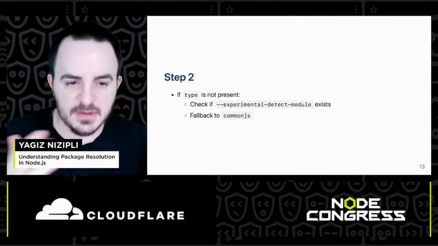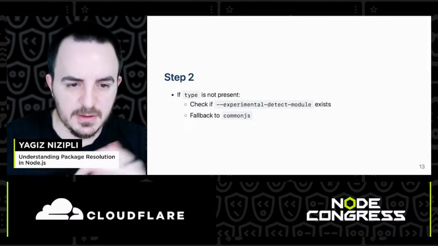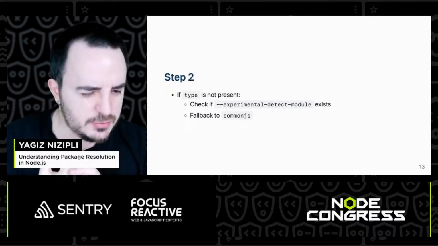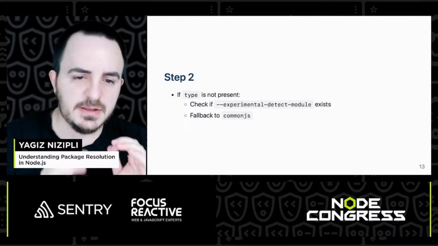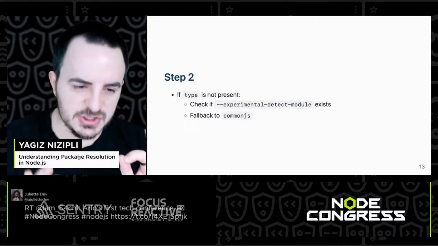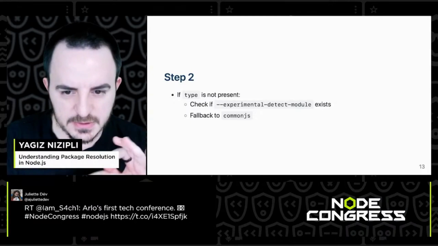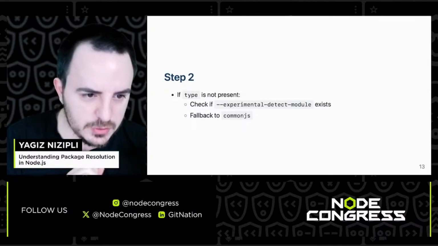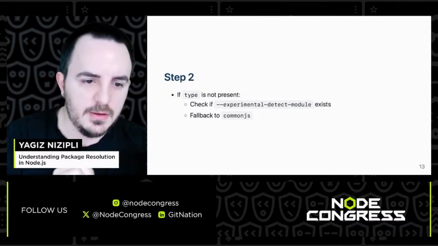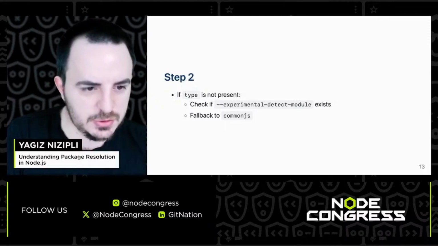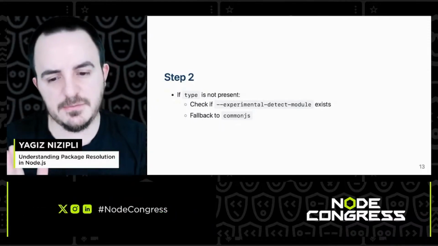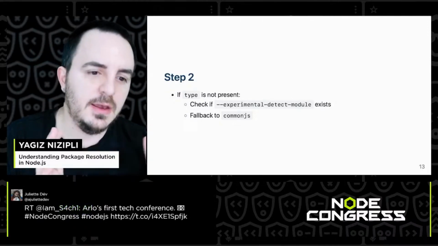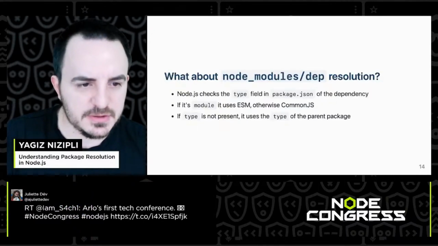What happens? If type is not present, we check for an experimental flag, experimental detect module. This is pretty new in Node 20 or 21. It automatically checks if the file that you're running is a CommonJS file or an ESM file. This is particularly new because this is an experimental flag and there are known issues with it, but we are working on it. So if we have experimental detect module, then we detect if it's an ESM or a CommonJS. If not, then we fall back to CommonJS.